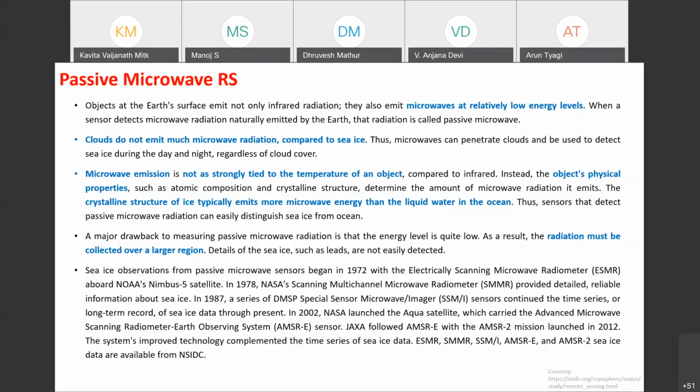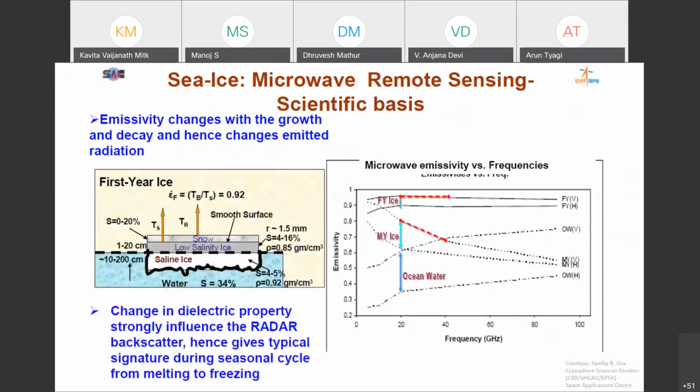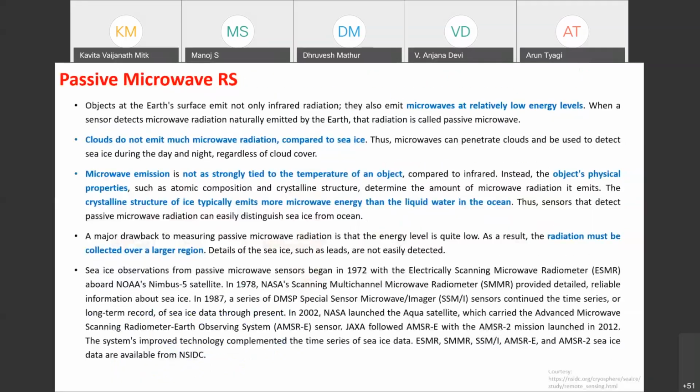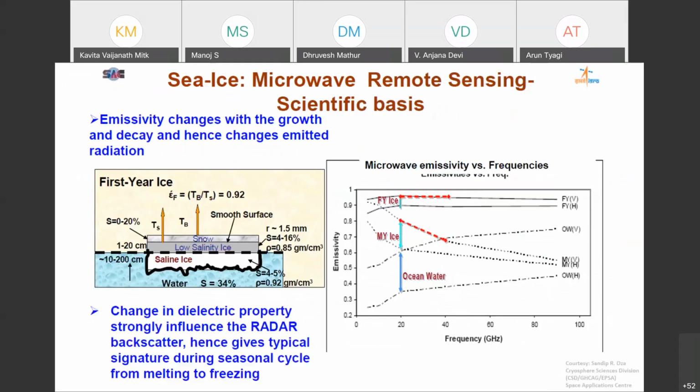The data products are derived from ESMR, SMMR, SSM/I, AMSR-E and AMSR2. The products range from sea ice thickness to sea ice concentration, etc. So a lot of products are available for the Antarctic as well as Arctic regions. Also, most of the studies in the polar regions are concentrated on passive microwave only. Then a few examples I'll be considering.